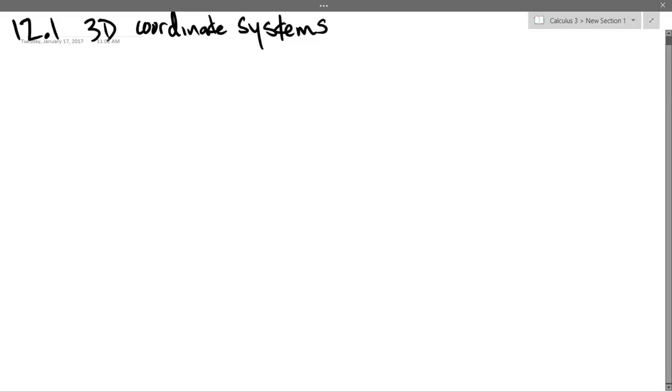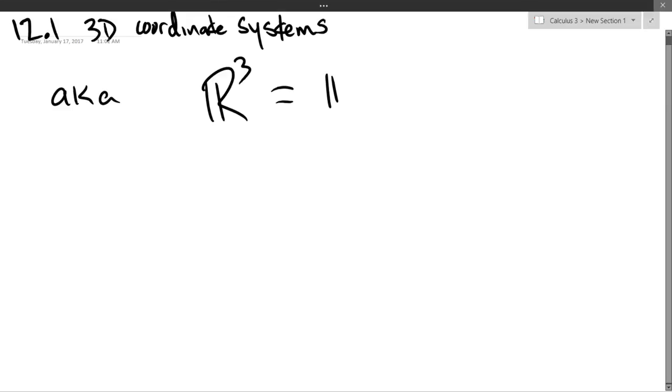All right, what is another name for a 3D coordinate system? XYZ. So we're gonna be using XYZ. We could also call it R times R times R, R cubed. So instead of writing 3D coordinate system, we'll go R cubed. So what's R cubed? It's R times R times R.